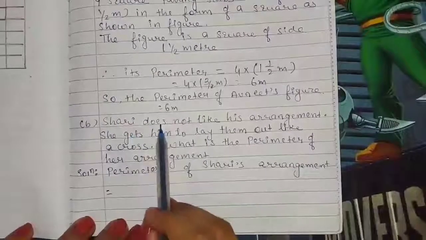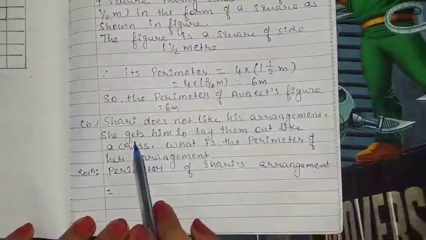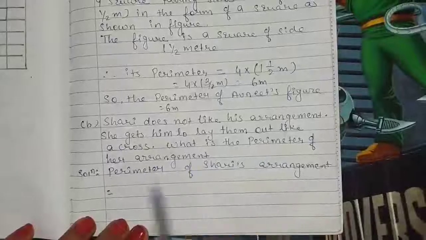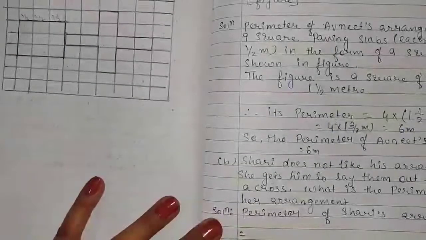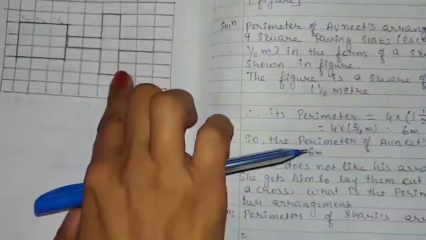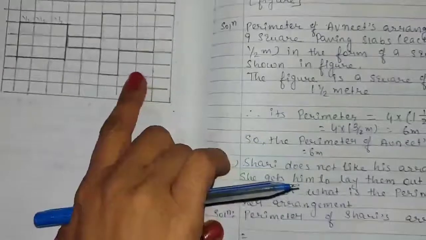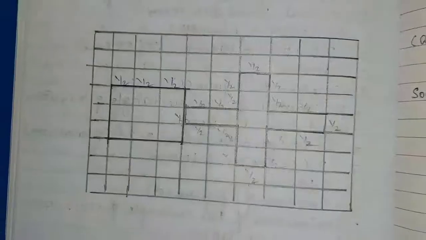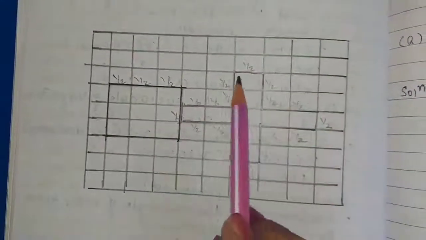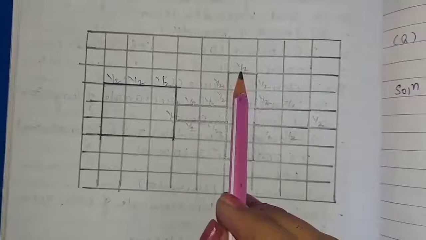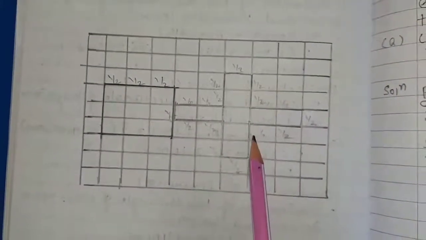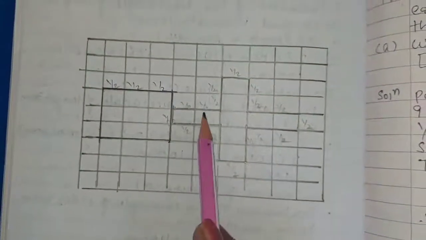Question B. Sherry does not like his arrangement, so she gets him to lay them out like a cross. What is the perimeter of her arrangement? Students, you can see in this figure the cross arrangement made by Sherry. Now let us find the perimeter of this cross. Each box is counted as half: half, half, half, half, half, half, half, half, half, half, half, half and half.